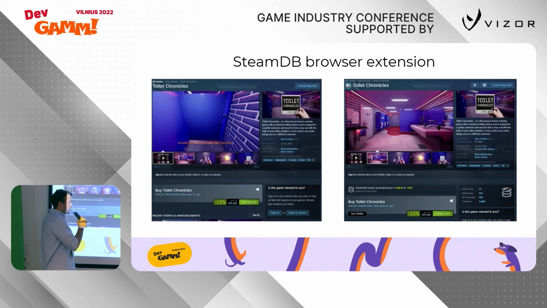Another handy thing is that you can install the SteamDB extension in Chrome and some other very popular browsers. So you can install this extension, and the number of followers will appear on the Steam page, in the bottom right corner.